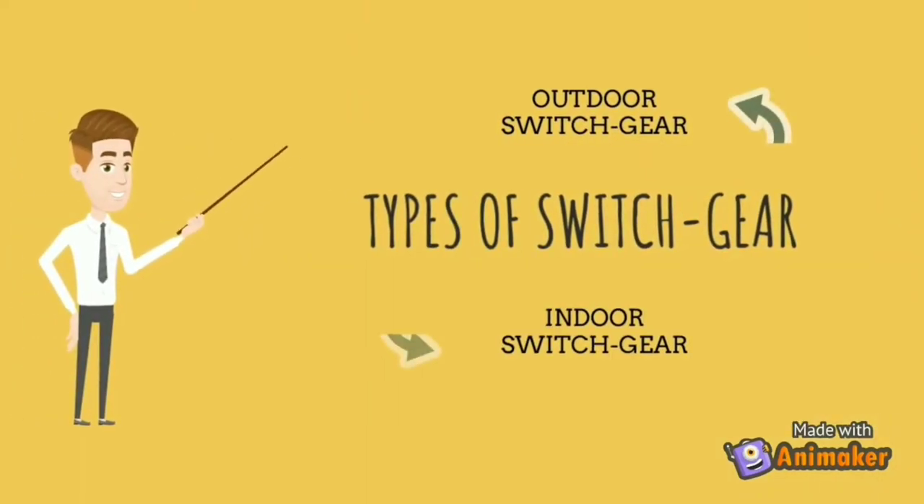There are two types of switchgear, which are outdoor switchgear and indoor switchgear. Outdoor switchgear is for heavy uses of voltage, such as 66 kV and above. Indoor switchgear is for light uses of voltage, which is below 66 kV.